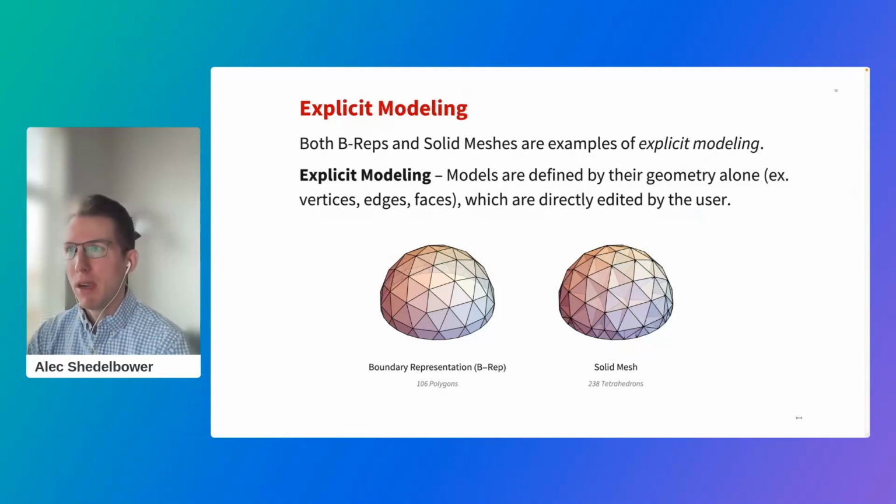So both the BREPs and solid meshes are examples of explicit modeling. This is modeling where we define the models by their geometry alone, often, for example, vertices, edges, or faces, which are then directly edited by the user. So for example, in a lot of applications like Blender or Maya, you'll create your 3D model by selecting, adding, or modifying vertices, edges, and faces.